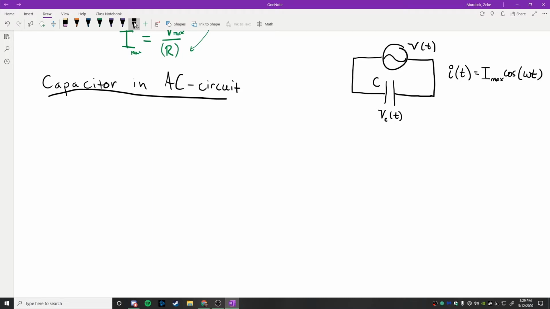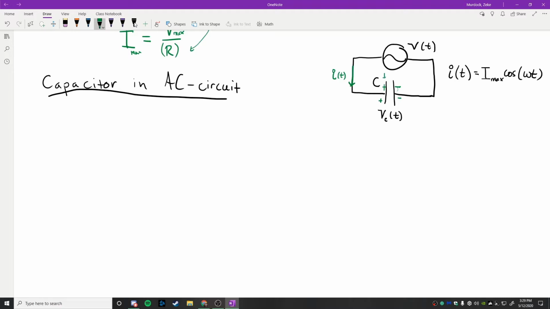Having a capacitor in an AC circuit is quite a bit different than really any of the capacitor stuff we've seen before. The current at a moment in time in this circuit we represent as I of t. Because the current is oscillating back and forth, sometimes the current is going to be pushing positive charges onto this plate, and sometimes it's going to be pulling positive charges off the plate, which means the capacitor itself is going to oscillate back and forth. If you look at just the left plate, it's going to go positive, negative, positive, negative, positive, negative.